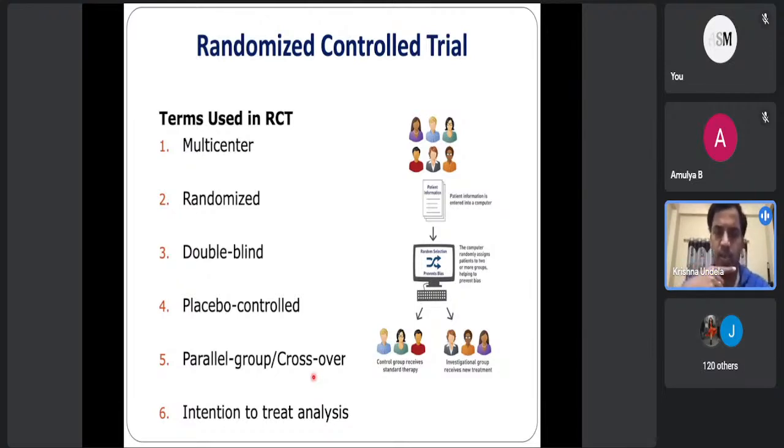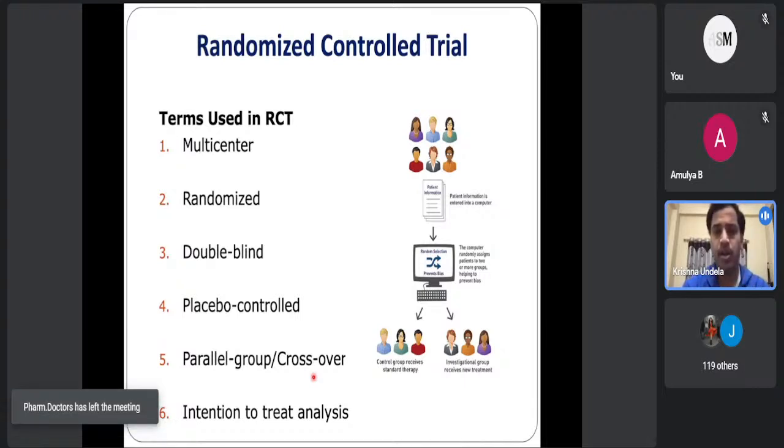So these are some of the important terminologies you need to understand if you're going through a randomized control trial. Usually they're written in the methodology: the study is a multi-center, randomized, double-blind, placebo-controlled, parallel group study.